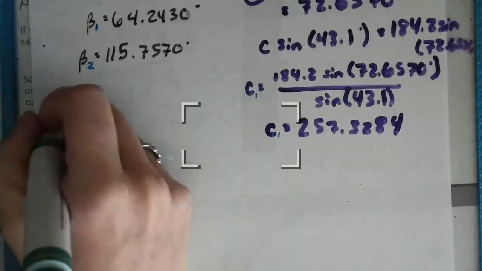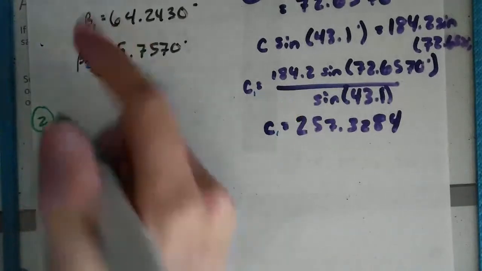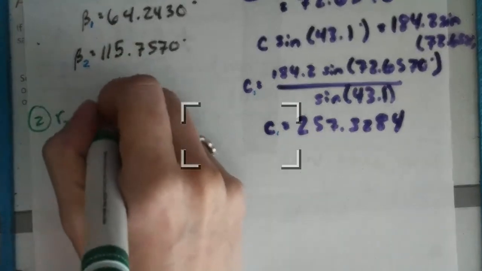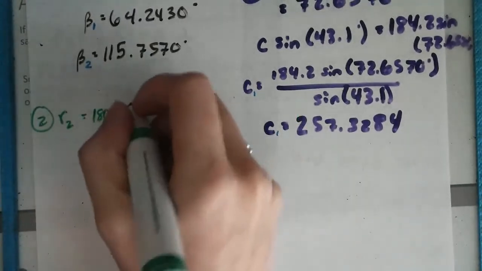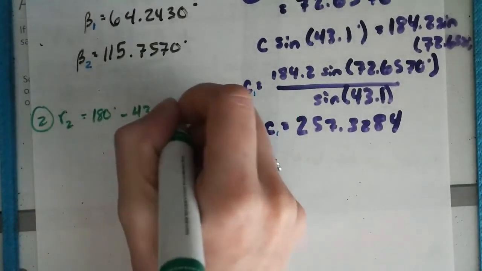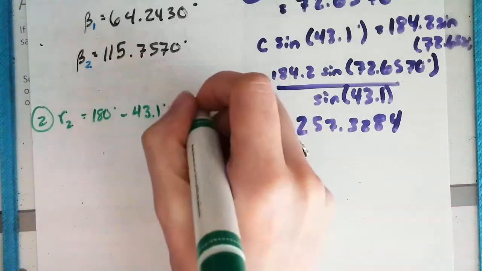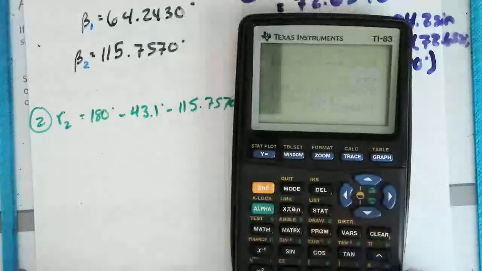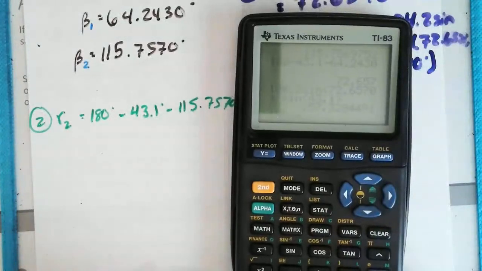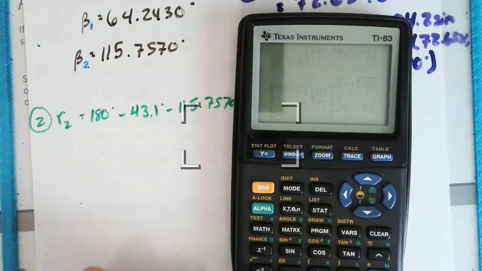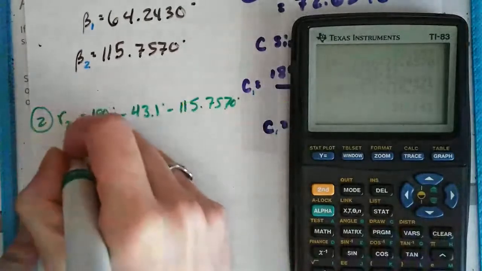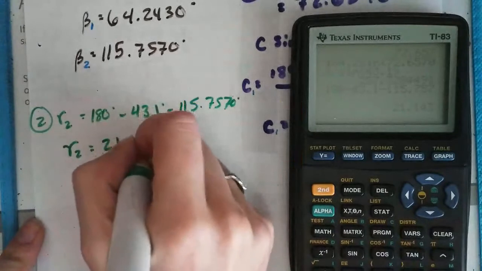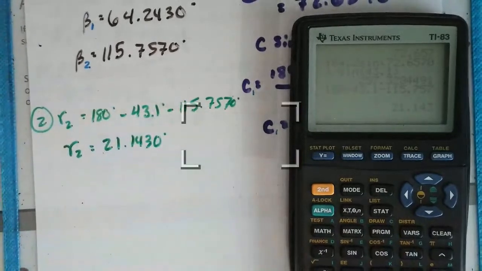For triangle 2, we already know what beta is. So our other choice for gamma, our gamma 2, will be 180 degrees minus what alpha is, minus what beta 2 is. And that gives us that gamma 2 is equal to 21.1430 degrees.